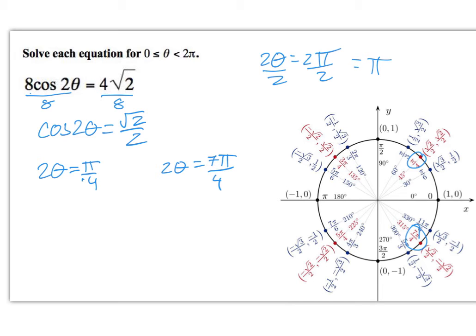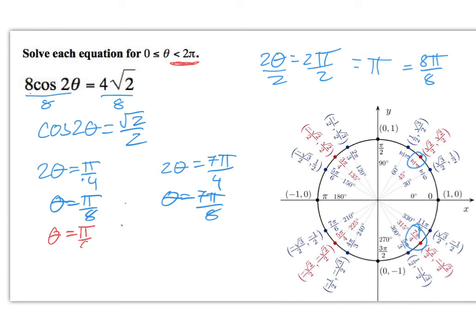All right, finishing up the other problems, I'm going to divide by 2. We get theta is pi over 8, and theta is 7 pi over 8. Since these are in eighths, I'm going to rewrite pi as 8 pi over 8. So I'm going to keep going and stop when I get to 2 pi. So I'm going to add pi over 8 plus 8 pi over 8. That gets me 9 pi over 8. I'm going to try again. That would get me 17 pi over 8, but that's too big, so we stop.